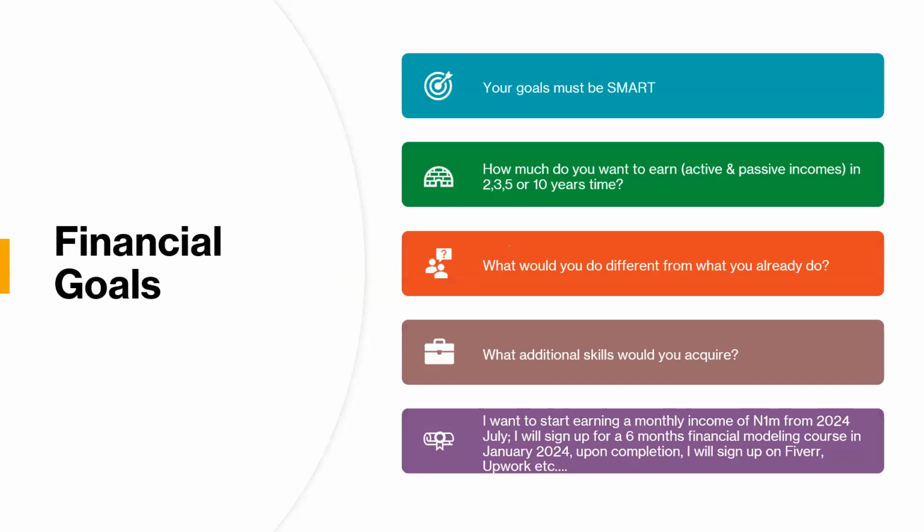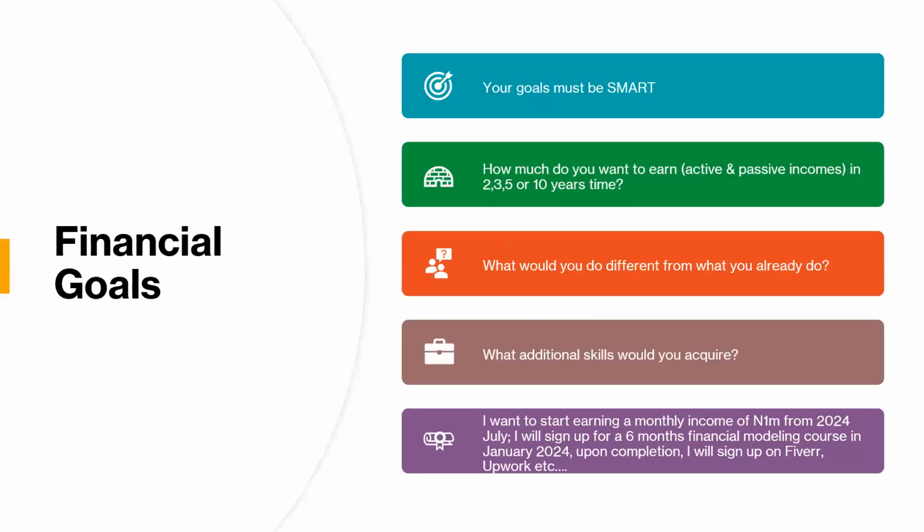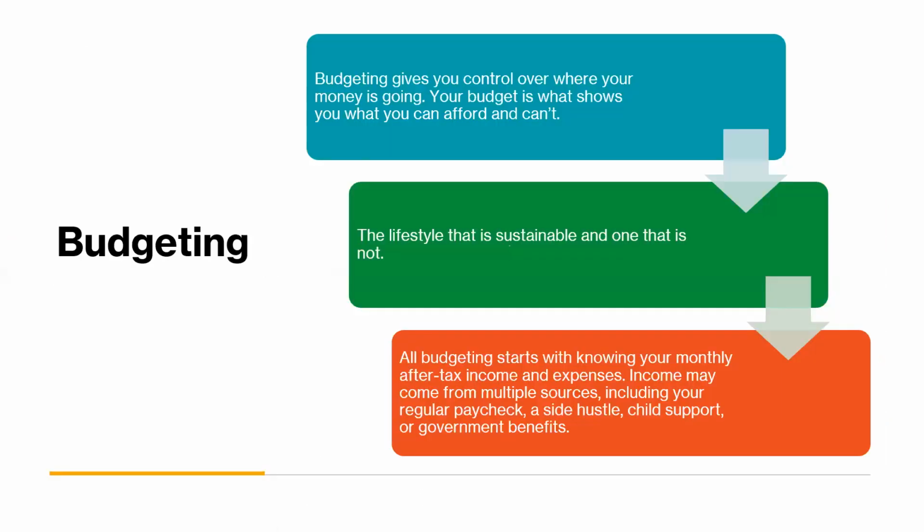So don't forget, I said what we are looking at is 7 components of a financial plan. I have discussed financial goals. I have taken us through net worth. The third one, which is one of the most popular ones, is the budget. So what is budget and what is budgeting?